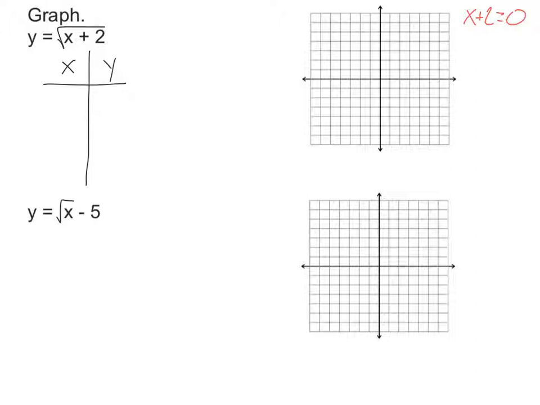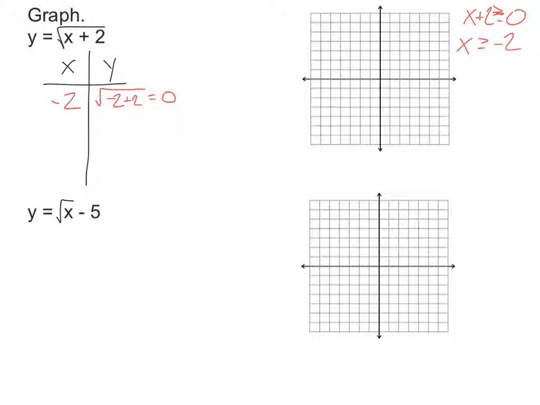I'm going to have a real number. So if I solve this, that's a greater than sign. So if I solve this, x is going to be greater than or equal to negative 2. So I know that my x's can start at negative 2. And if I put that in, the square root of negative 2 plus 2 is 0. The square root of 0 is 0.